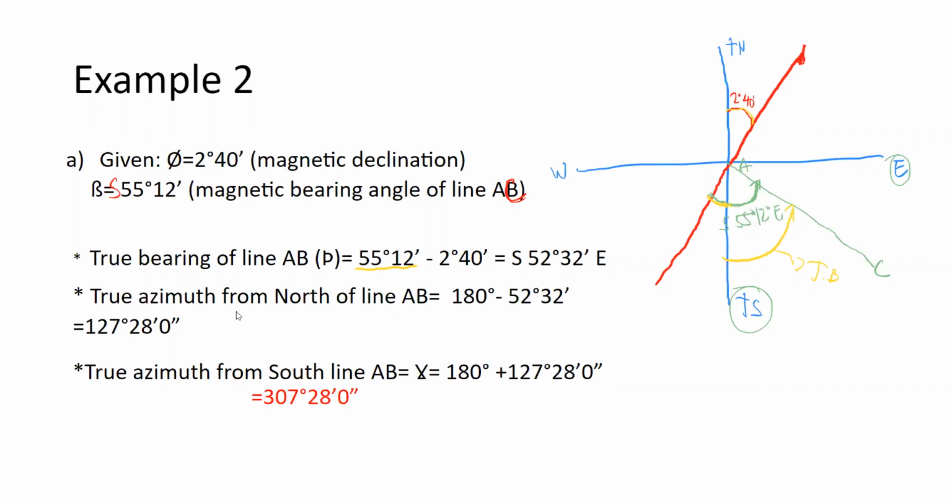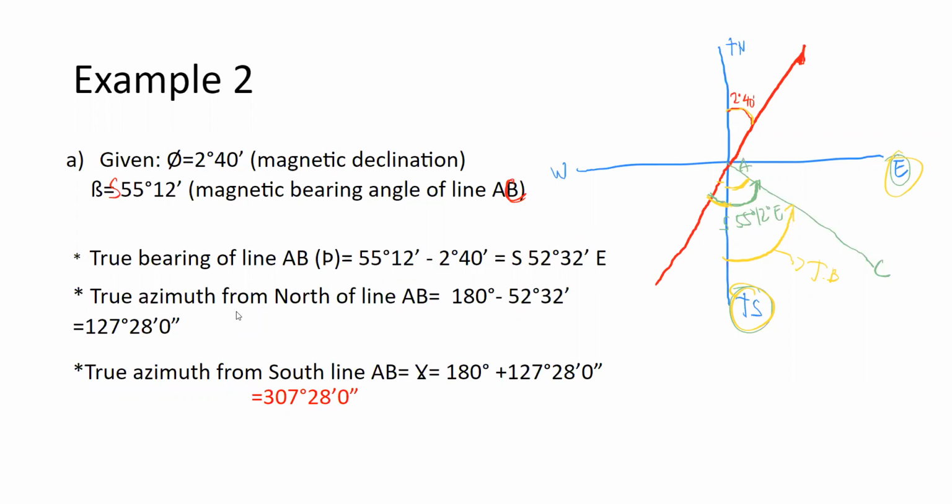Para makuha mo lang itong angle na to, ima-minus natin yung angle na to. But, di ba given yung angle na yan, which is 55 degree, 12 minutes. Okay? So, 55 degree, 12 minutes minus 2 degree, 40 minutes. Meron tayong south 52 degree, 32 minutes east. So, southeast. Okay? Clear? Clear ba?